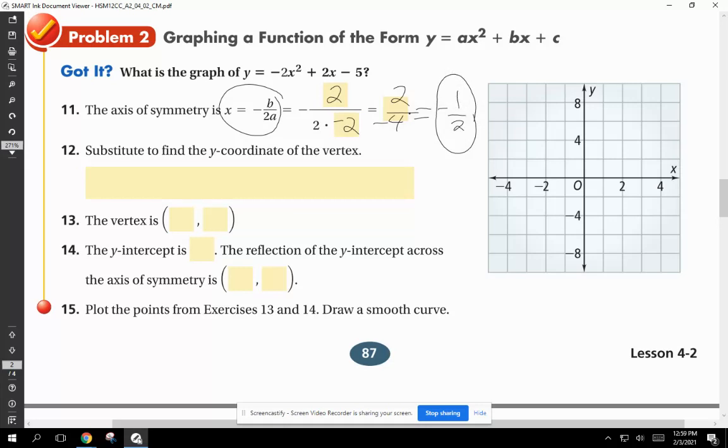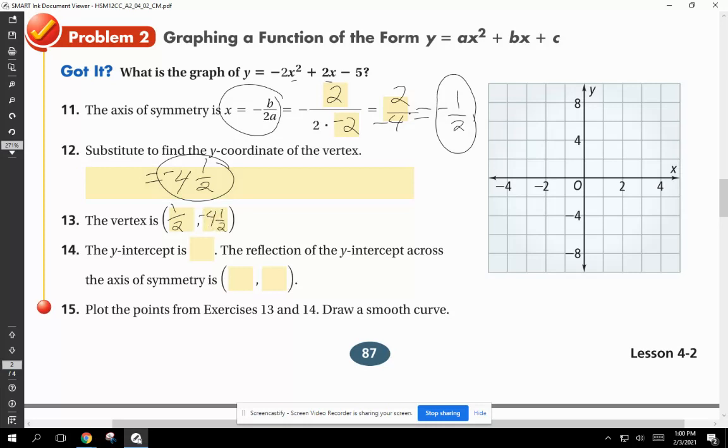Substitute to find the y coordinate of the vertex. So we're supposed to substitute this number in for all the x's, guys. Instead of doing that, I'm going to give you the answer real quick. The y coordinate will be equal to negative 4.5. So the vertex is negative 1/2 and negative 4.5.